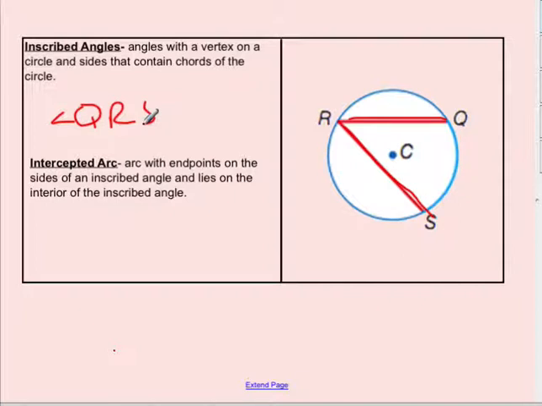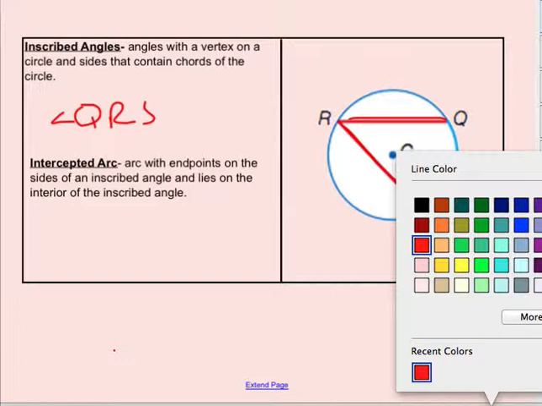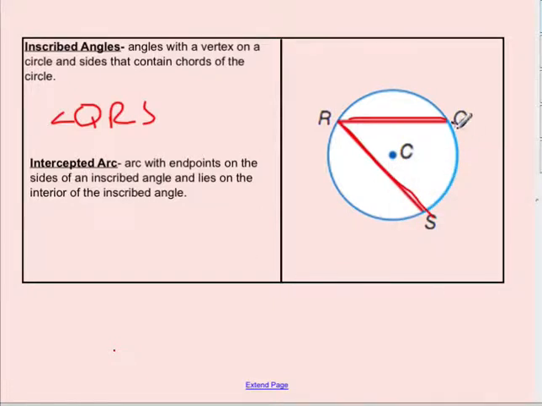Along with inscribed angles, there is an intercepted arc. An intercepted arc is an arc with endpoints on the sides of the inscribed angle that lies in the interior of the inscribed angle. So that means that QS, this arc right here, is an intercepted arc. Angle QRS has an intercepted arc of QS, basically because the endpoints of the arc are at Q and S. It's being swallowed up by that angle.